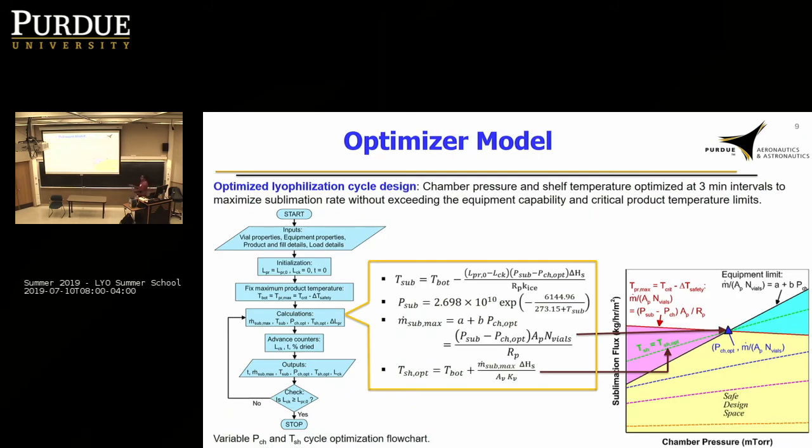So it's very similar to the Lyo calculator, except here you don't specify a set point for the chamber pressure or for the shelf temperature. Instead, what you specify is this equipment capability. This is a design space that we saw. You specify the equipment capability.